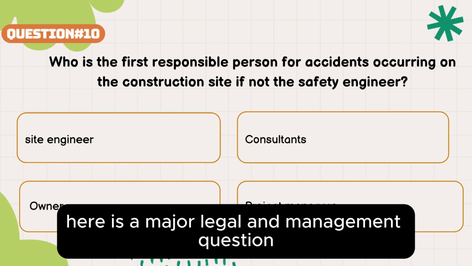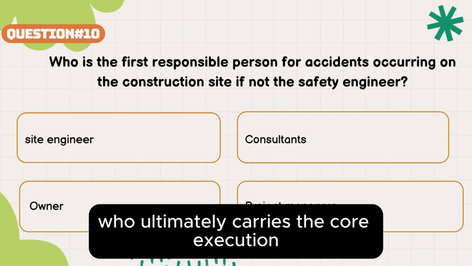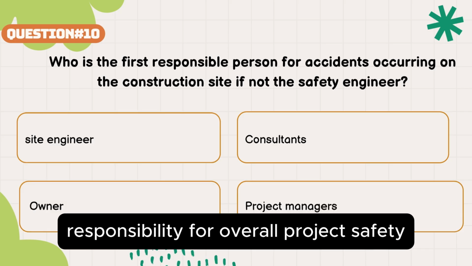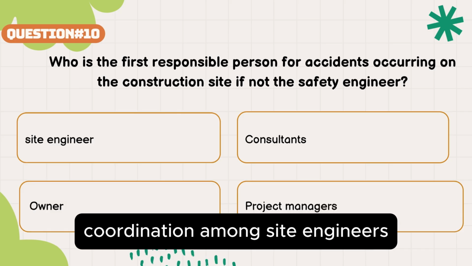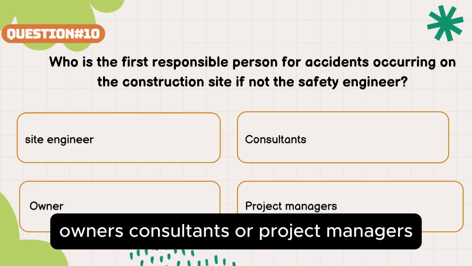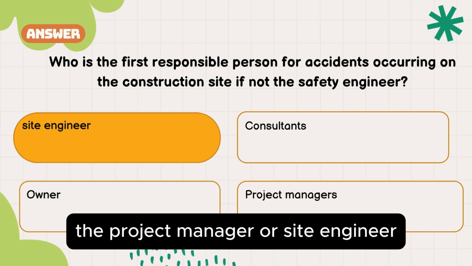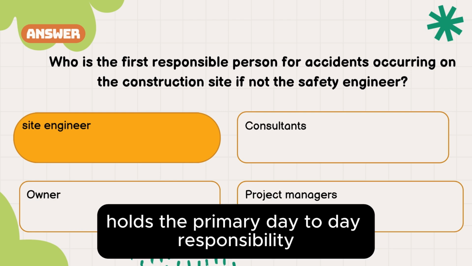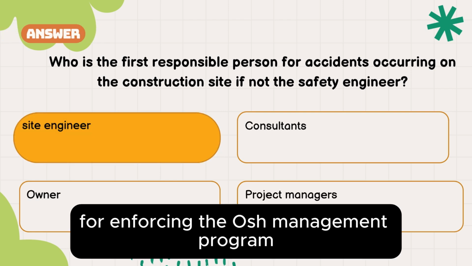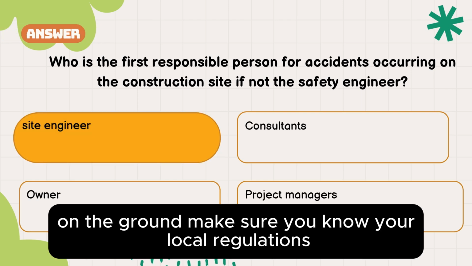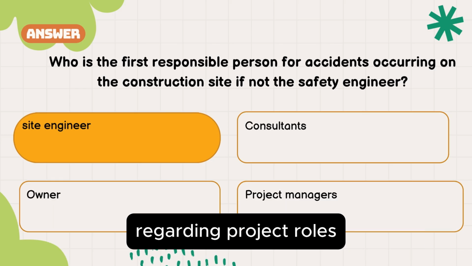Here is a major legal and management question. Who ultimately carries the core execution responsibility for overall project safety coordination among site engineers, owners, consultants, or project managers? Depending on your specific blueprint focus, the project manager or site engineer holds the primary day-to-day responsibility for enforcing the OSH management program on the ground. Make sure you know your local regulations regarding project roles.